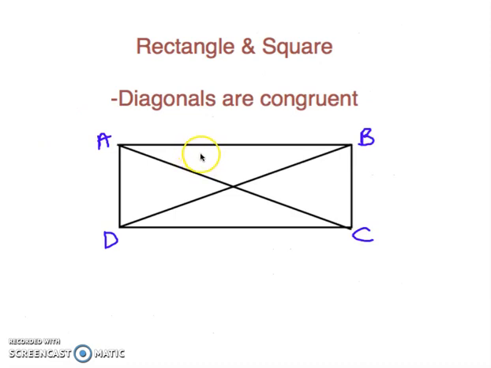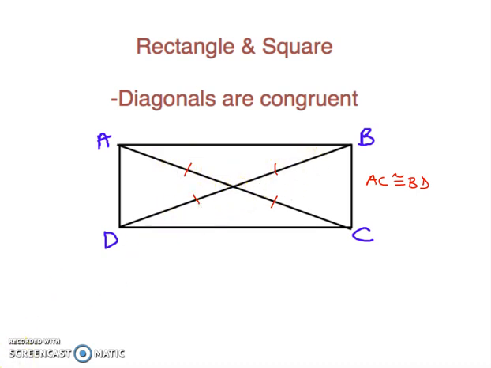In a rectangle and in a square, the diagonals are congruent, which means the length of AC has to be congruent to BD. So we could write that as AC is congruent to BD. Another thing we learned about diagonals is that all the diagonals bisect each other. So in a square and in a rectangle, each of these pieces of the diagonal is congruent. So we could say this is congruent to this, but this is also congruent to this. And all of those little pieces are all congruent in a rectangle and in a square.